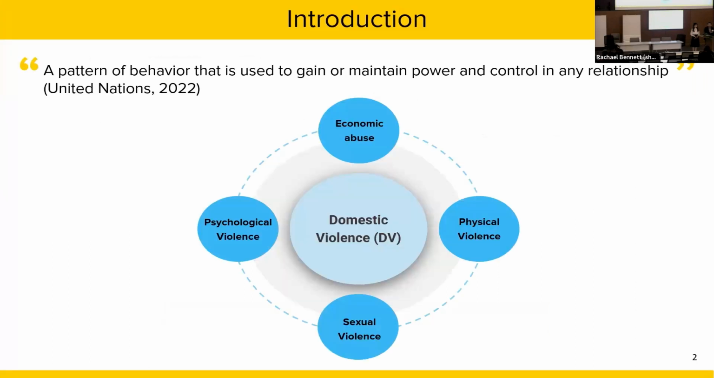Domestic violence, or DV, is defined as patterns of behavior in the context of a relationship in which one individual seeks to obtain and maintain power and control over the other individual. DV groups various types of abuses, including but not limited to physical, psychological, and economic abuse.